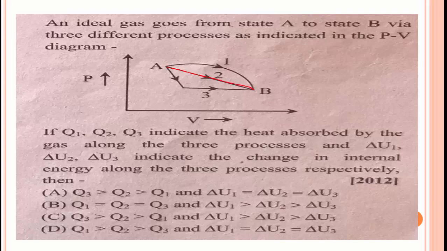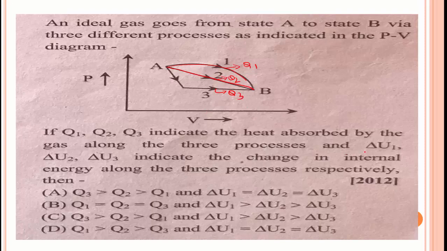Here this is path 2, this is path 1, and this is path 3. An ideal gas goes from state A to B. We have three different processes as indicated on the PV diagram. If Q1, Q2 and Q3 indicate the heat absorbed by the gas, the heat absorbed by this path is Q1, by this path is Q2, and by this path is Q3, along the three processes.